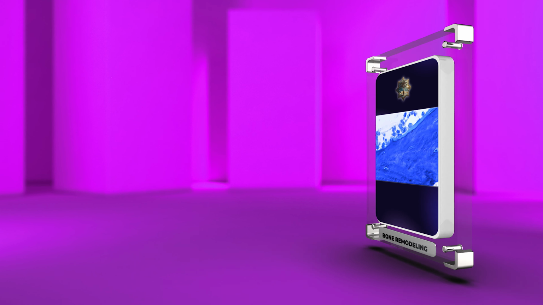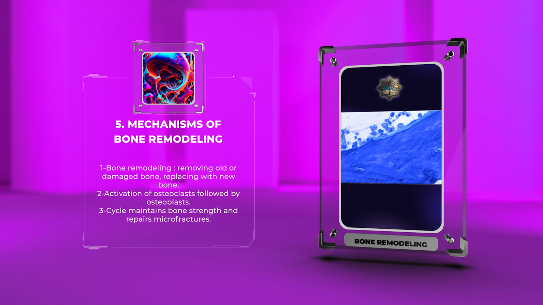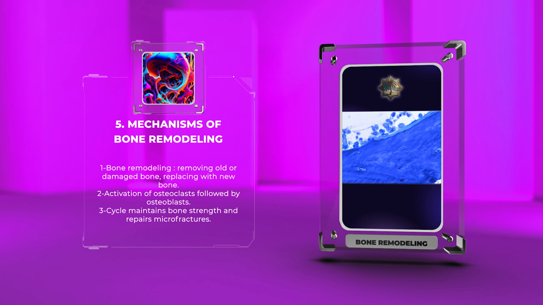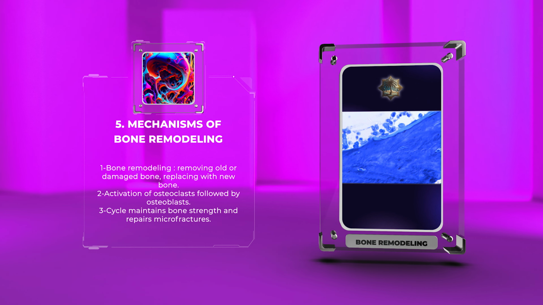Bone remodeling is a dynamic process of removing old or damaged bone and replacing it with new, healthy bone. It involves activation of osteoclasts to resorb the bone, followed by osteoblasts forming new bone. This cycle helps maintain bone strength and repair microfractures.